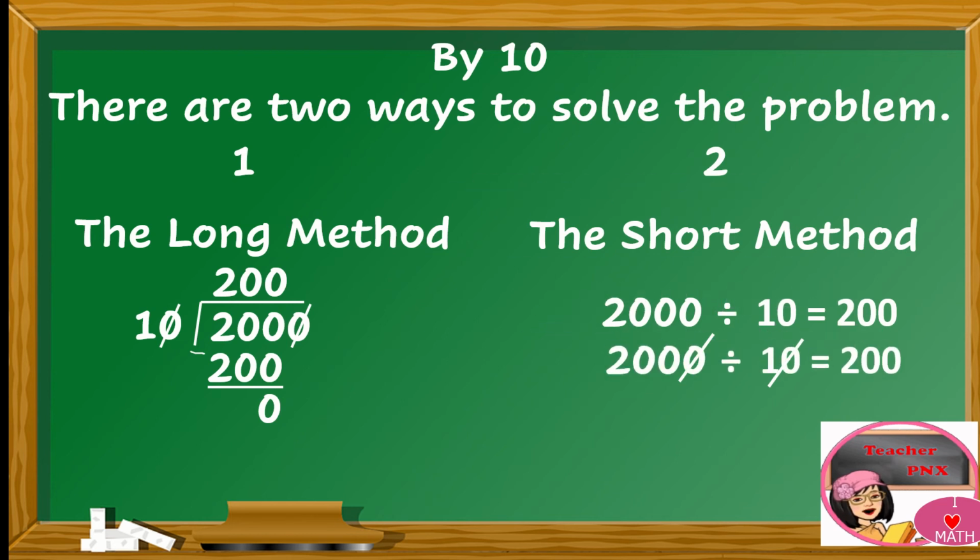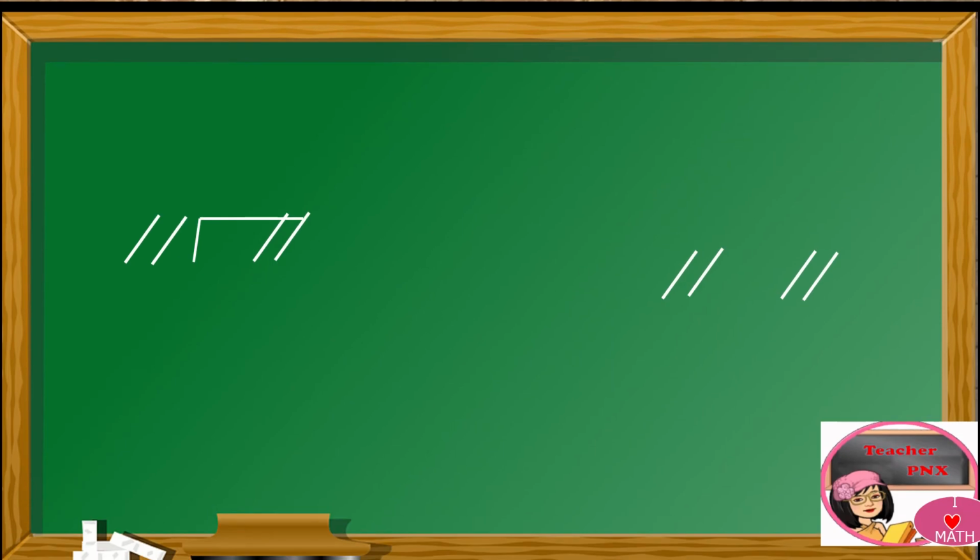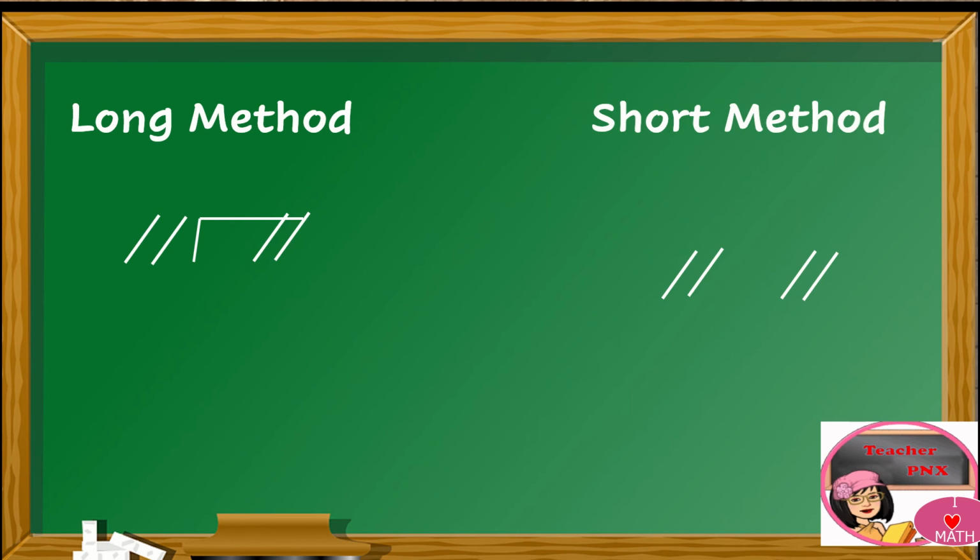We still have 2,000 divided by 10. So we cancel kung ilan sa divisor. Dahil isang 0 lang, so isang 0 lang din ang ating ika-cancel or i-remove dito sa 2,000 equals 200 because 200 divided by 1 is 200. Okay, nakukuha nyo? Sana nakukuha nyo ha? Long method, short method.